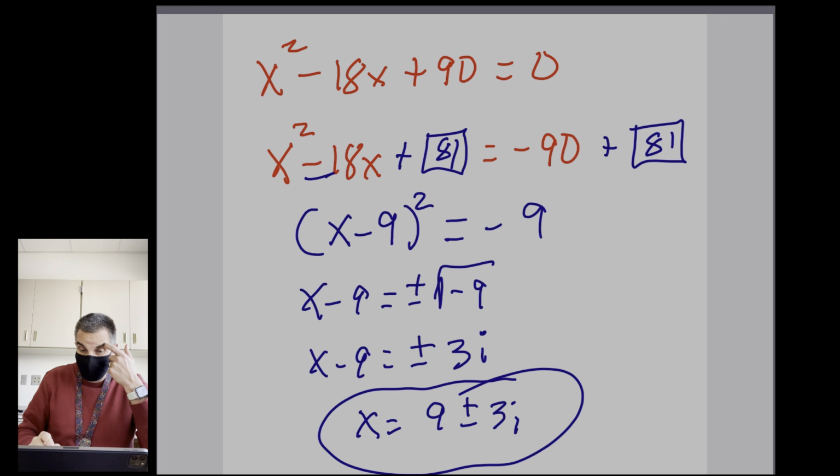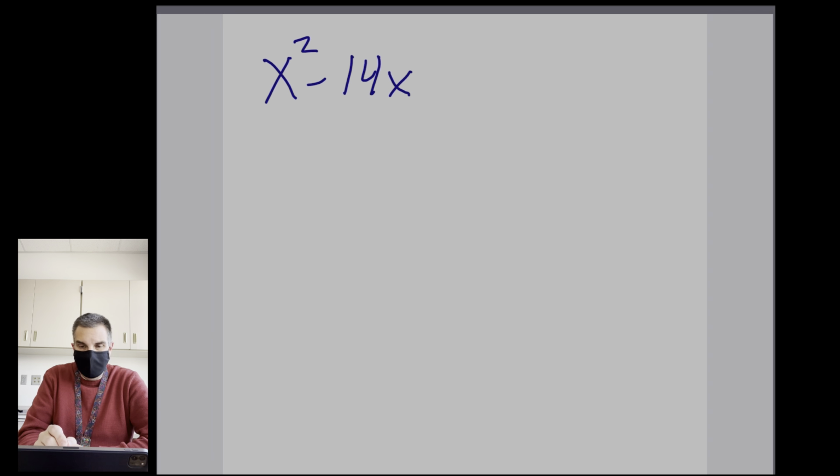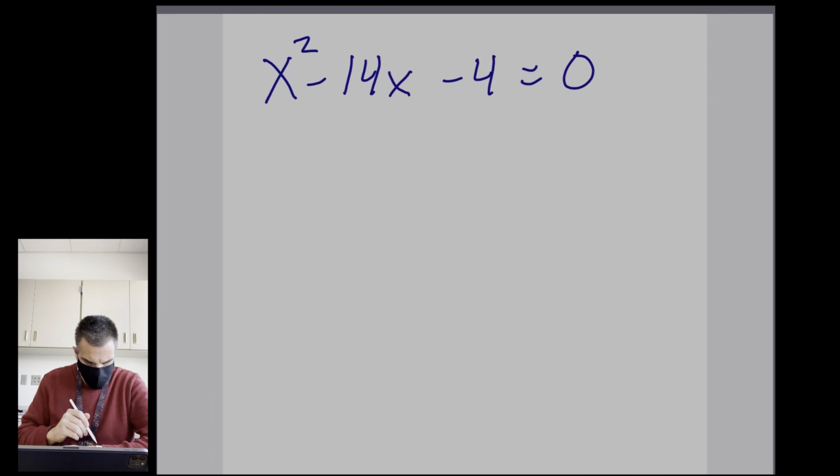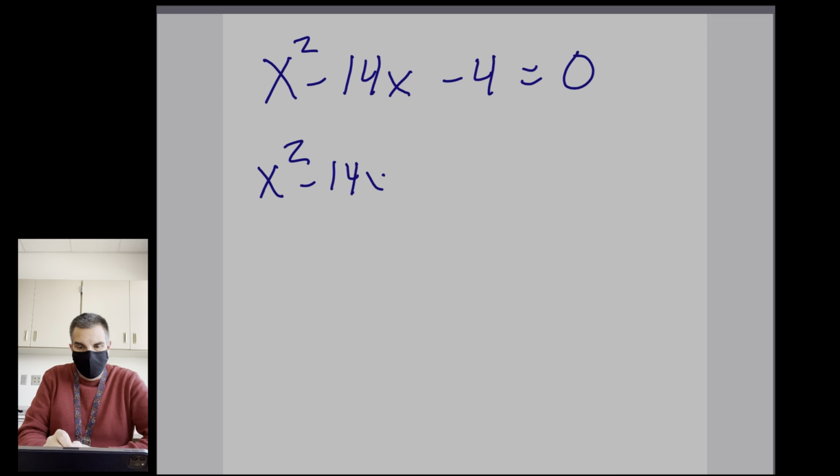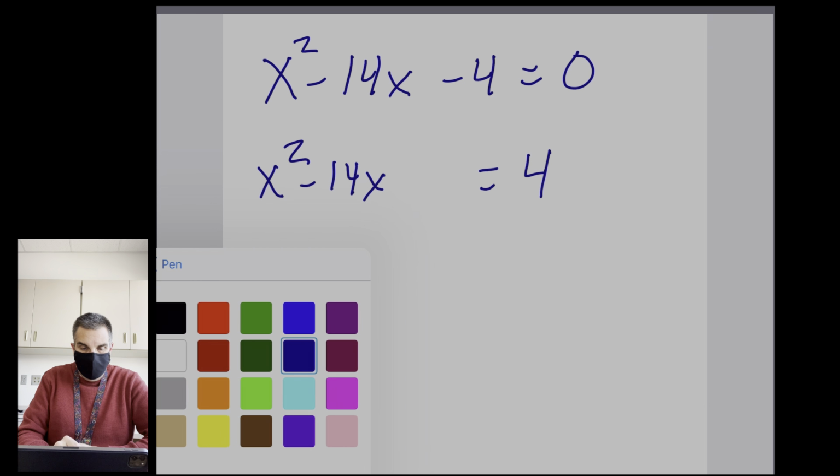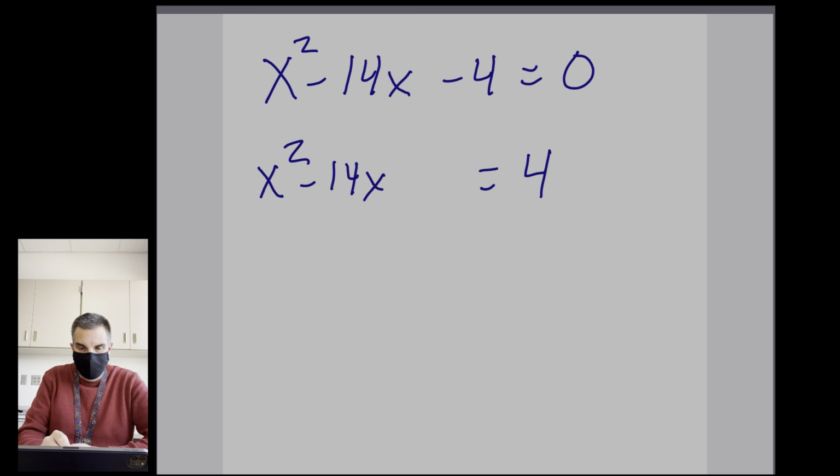Let's look at one more example of this, and then we'll go about getting your homework going with that. So let's go x squared minus 14x minus 4 equals 0. So solving, first thing we're going to do is move the number to the other side, so it's positive 4 this time. Figure out what we have to put in the box. It's going to be plus something. Half of 14 is 7.